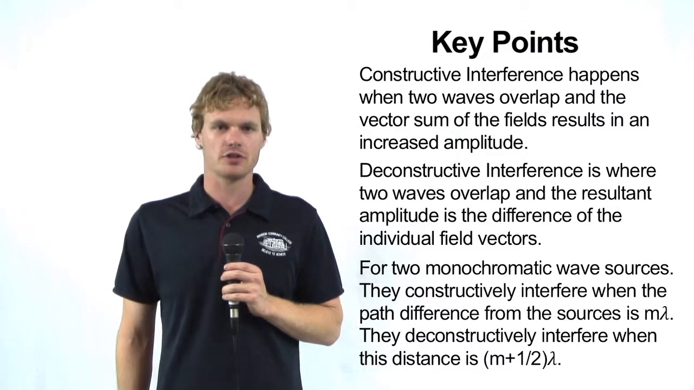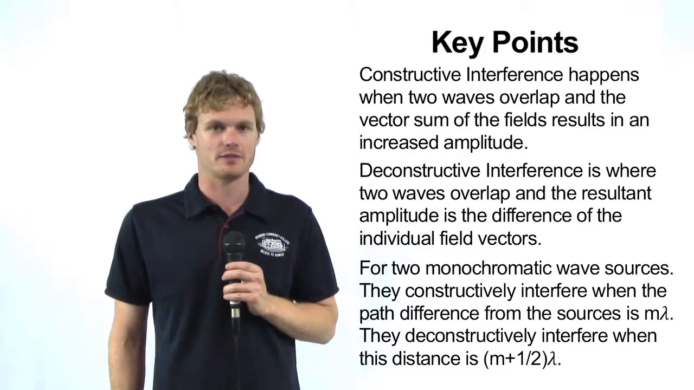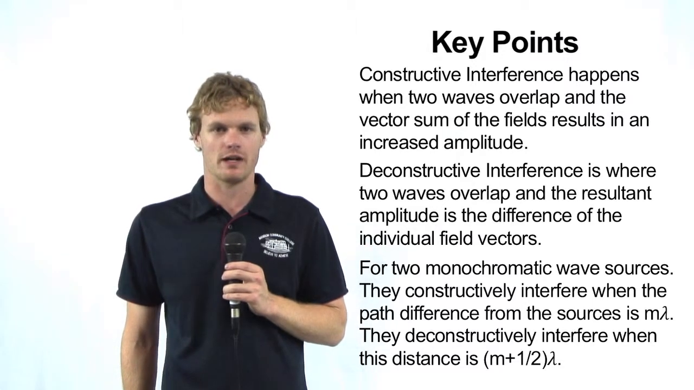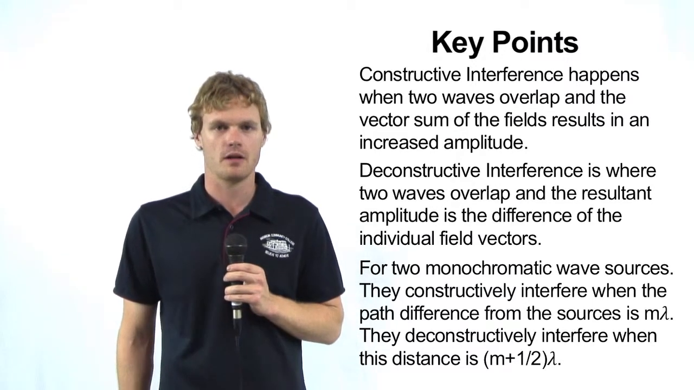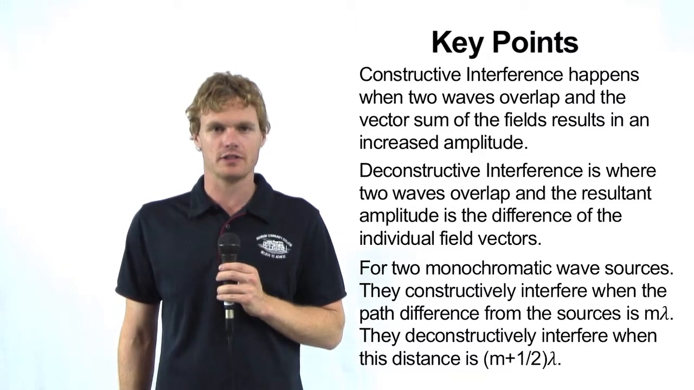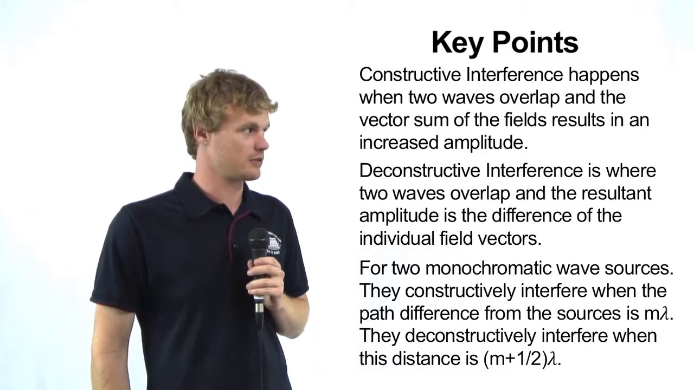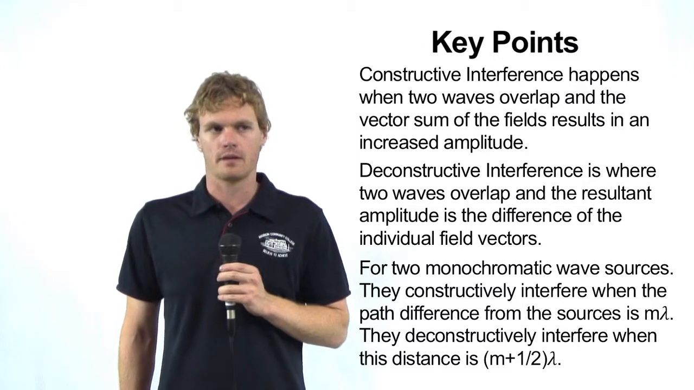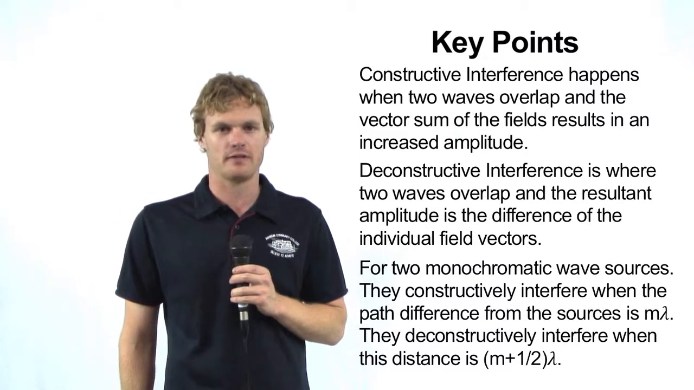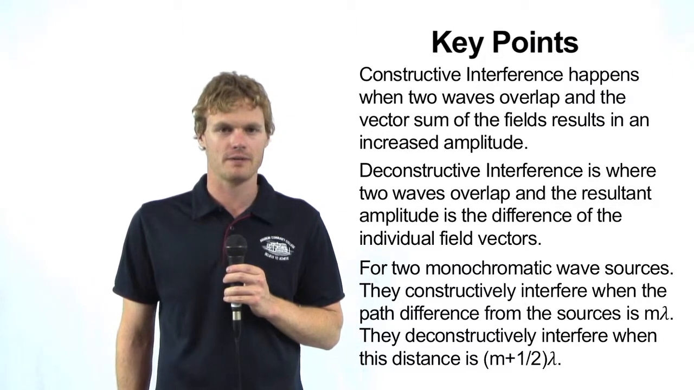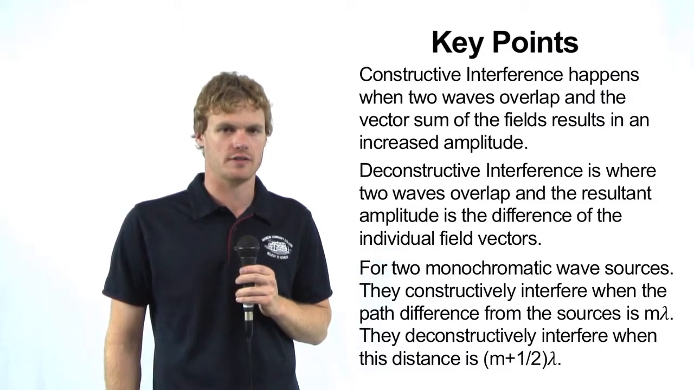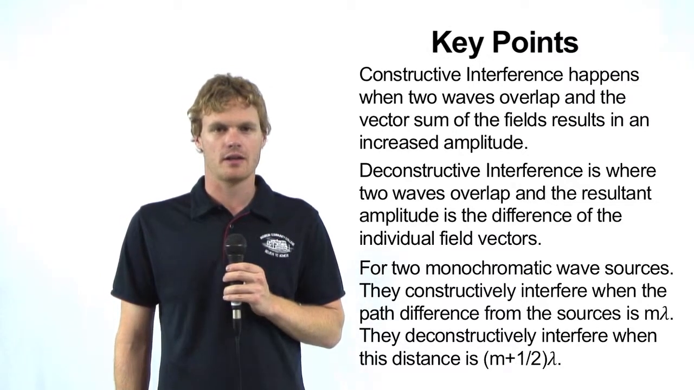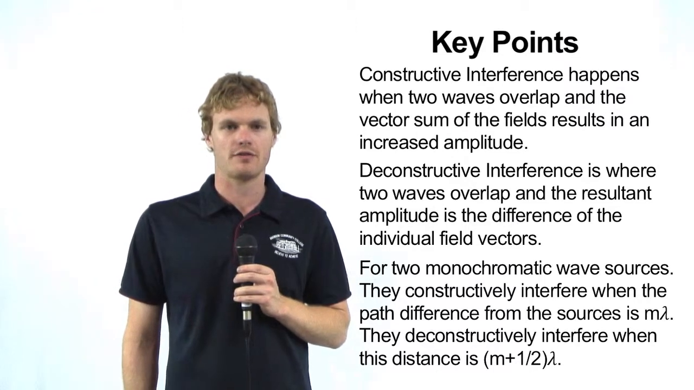Also, if I have two waves travelling to some point, and our point is m lambda wavelengths away from our second wave, we're going to have constructive interference because the two waves are going to arrive at this point in phase. If our point P is m plus a half wavelength away from our second wave, we're going to get destructive interference. This is because our waves are going to arrive at the same point and they're going to be half a wavelength out of phase.